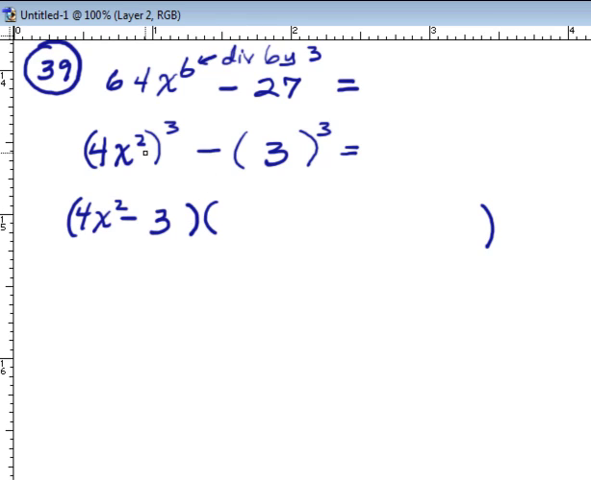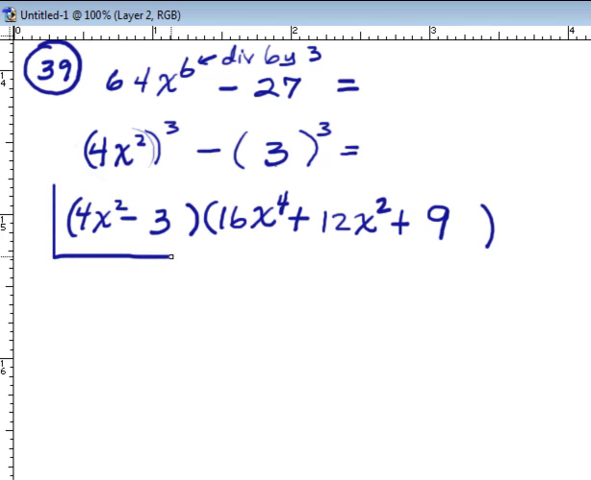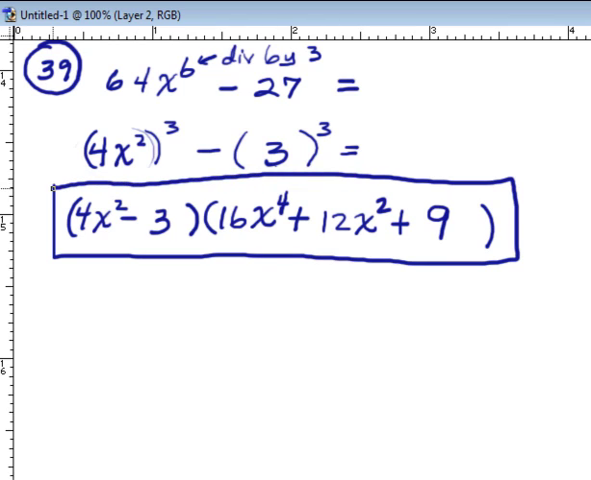Our first term is going to be this squared, which would be 16x to the 4th: 4 squared and x squared squared. Then we have a plus sign. Then the middle term is this times this, which will be 12x squared. And our last term is this squared, 3 squared, so that's 9. And that's the end of our review.